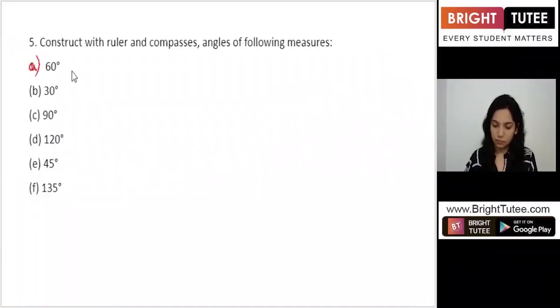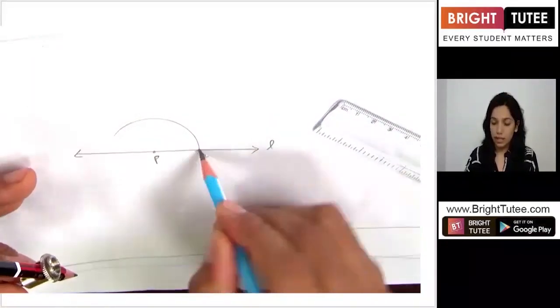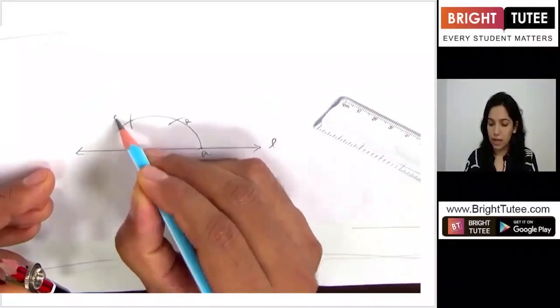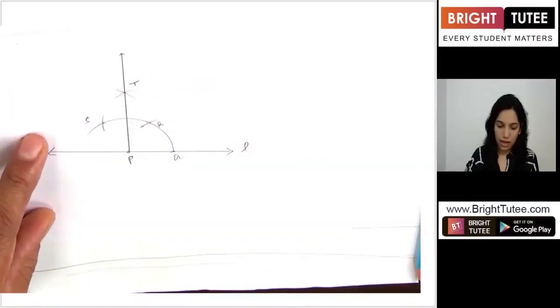Moving ahead, here it was to make this particular angle of measure. Let's just recheck here. Yeah, so we are done with 60, 30, 90, 120. Now 45 and 135. So you know how to draw 90 degrees. If you bisect a 90 degrees angle, you will get a 45 degrees angle, right?